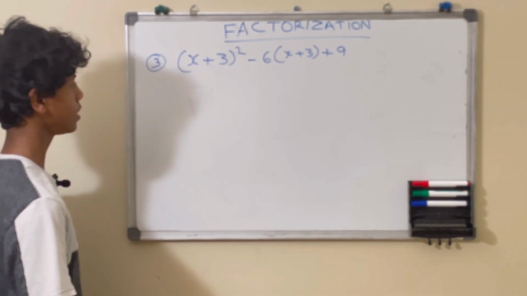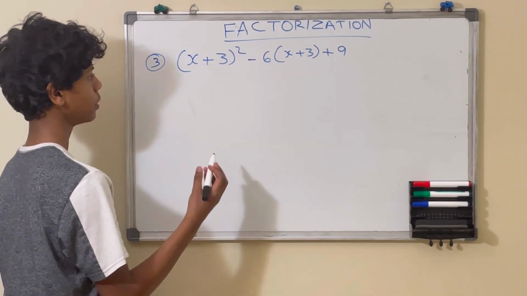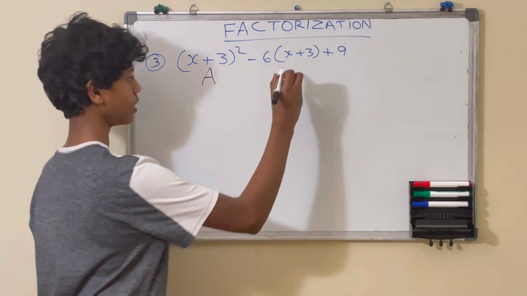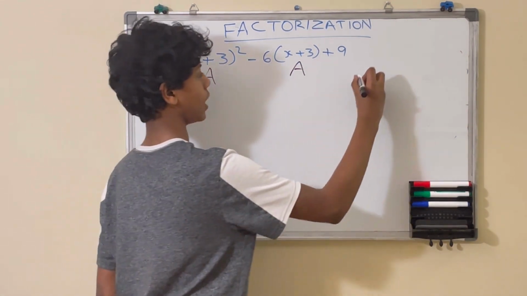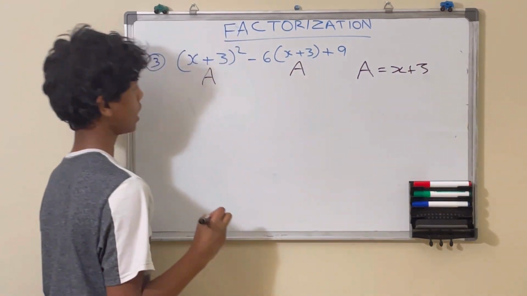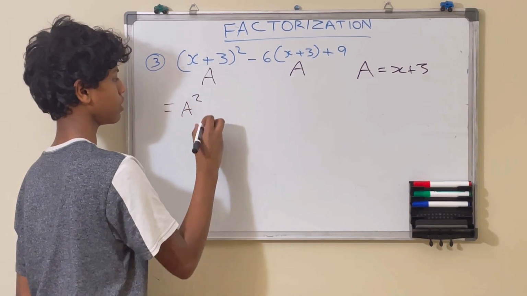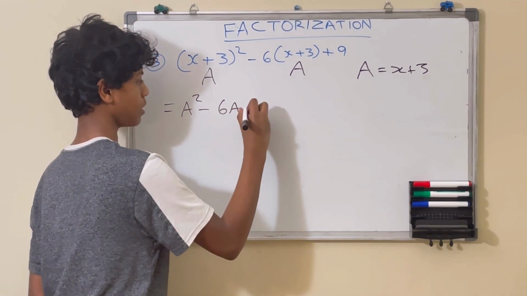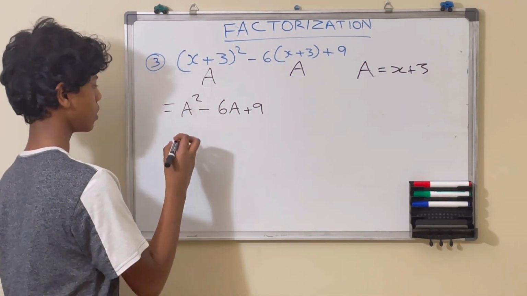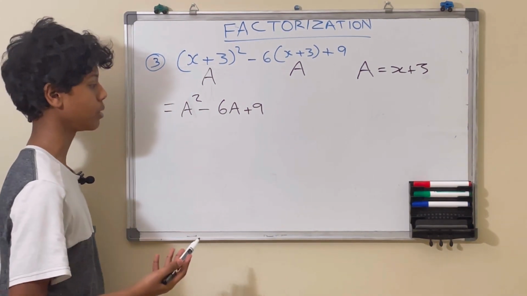So now we can do the same thing we did in our last question. For x plus 3, we can just use the variable a in place of it, and this is also a. So a equals x plus 3. And now our new equation is a squared minus 6a plus 9. So now we've got a trinomial, so we can use our cross multiplication method.